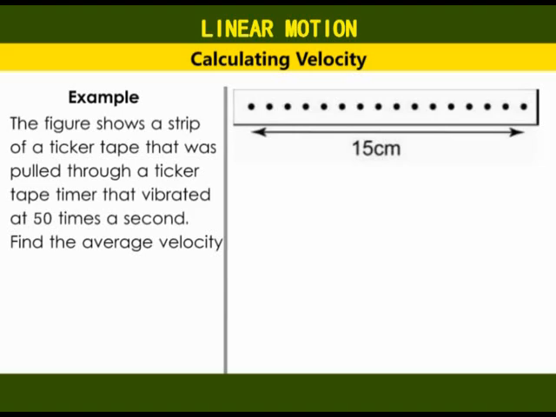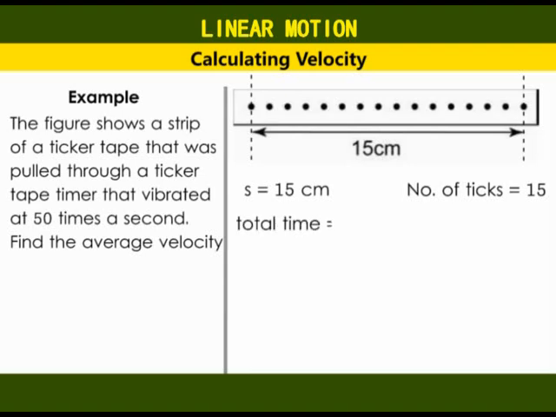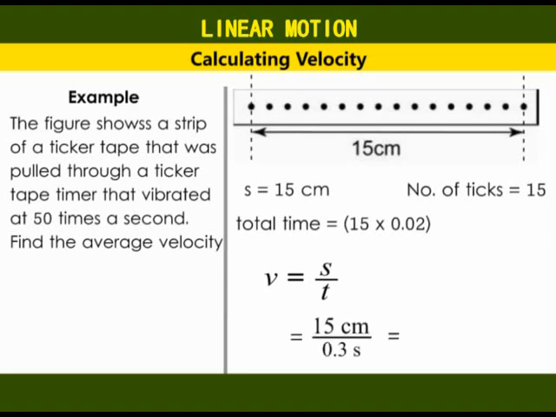The distance from the first dot to the last dot is 15 centimeters, which means the displacement is 15 centimeters. To determine the time, we count the number of ticks, that is the spaces between the dots. There are 15 ticks. Each tick is 0.02 seconds. So total time is 15 times 0.02, which is equal to 0.3 seconds. Velocity is equal to displacement over time, that is 15 centimeters over 0.3, giving us 50 centimeters per second.